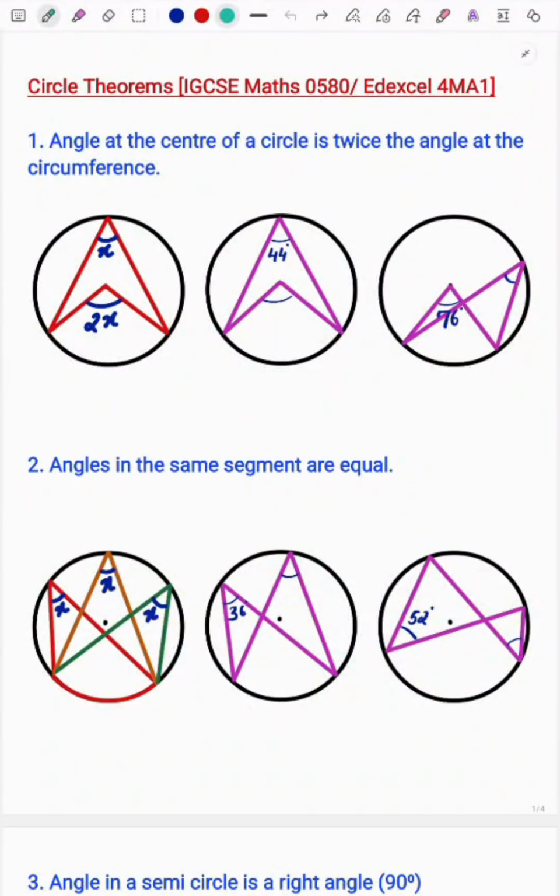Hello students, I've seen many of you struggling with circle theorems. So today's video is about circle theorems. Let's master all of them in a few minutes. So I'll start with the first circle theorem.